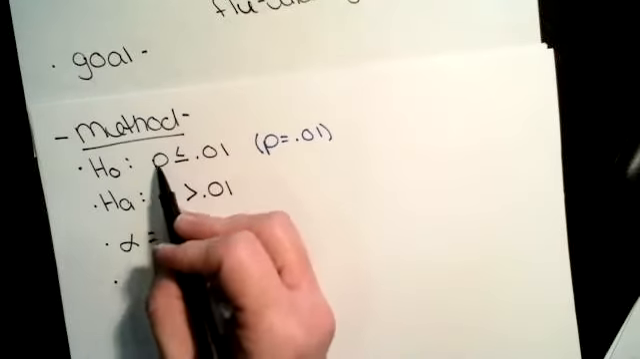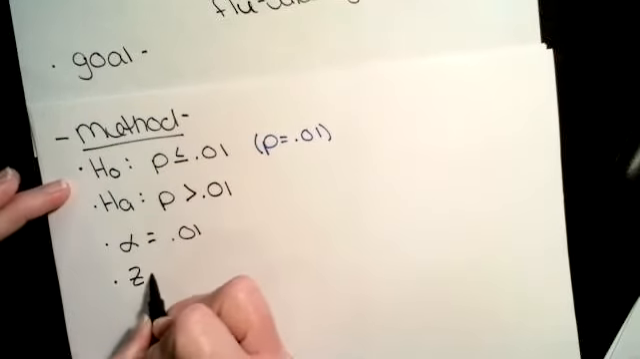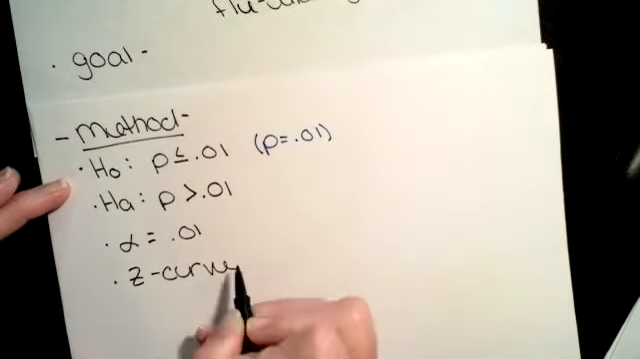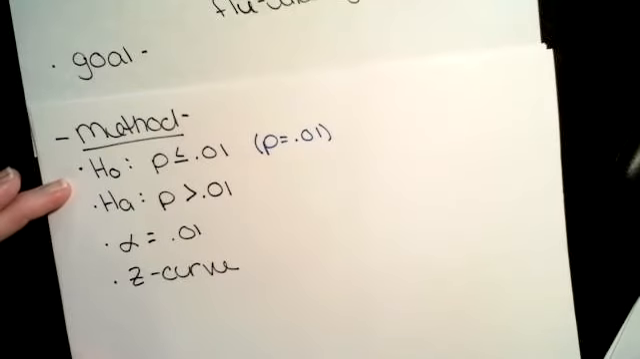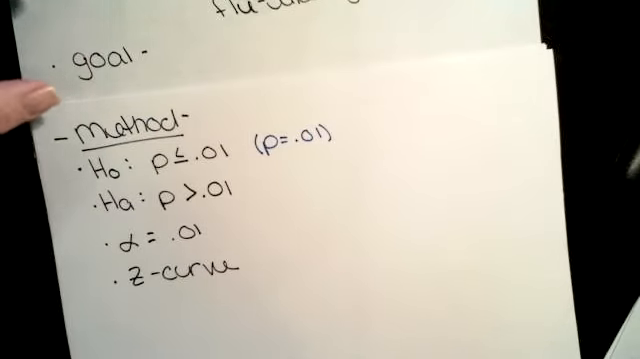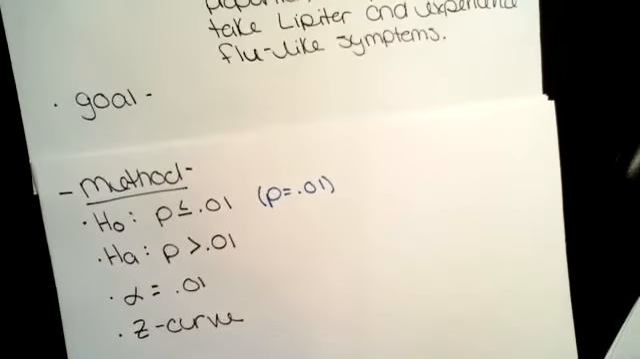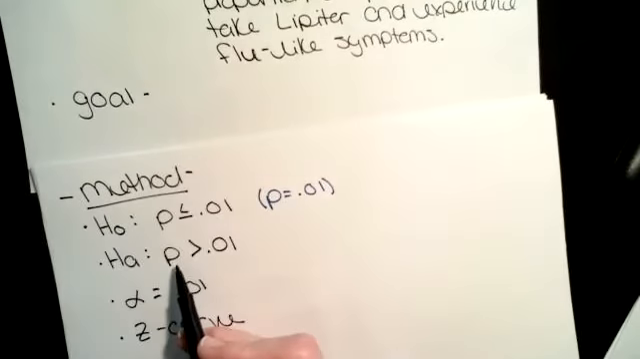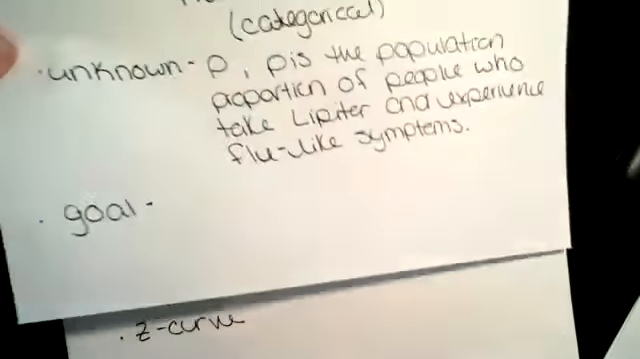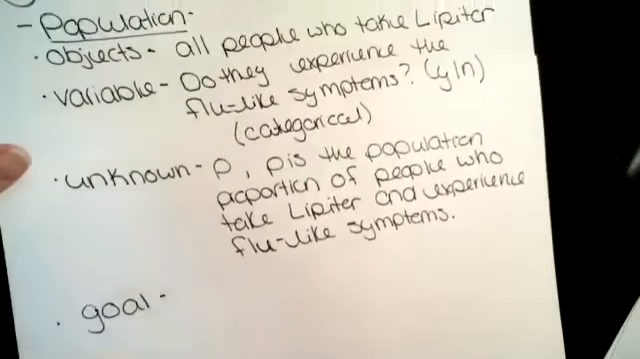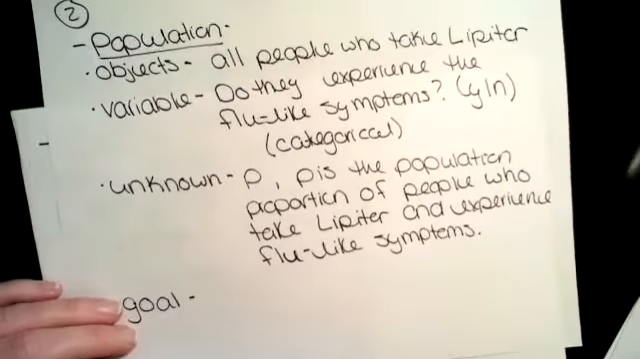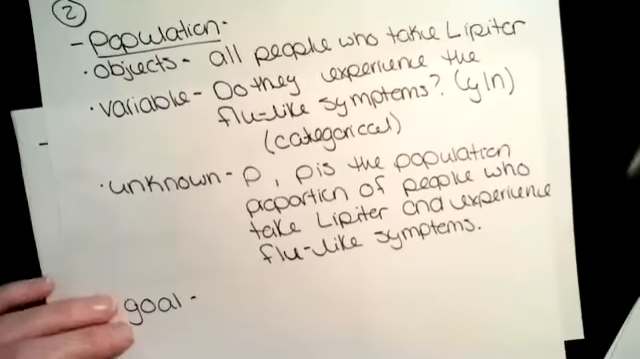We're studying proportions, P, so this is the Z curve. And remember, the Z curve does not change shape. It's the same shape all of the time, so I don't need to mention anything about N. I'm going to go back to my goal and write my goal based on my HA now. So my goal is to find support or to find evidence to support my HA.